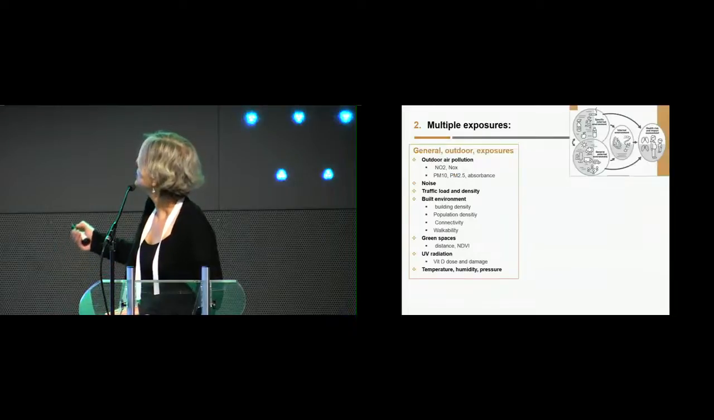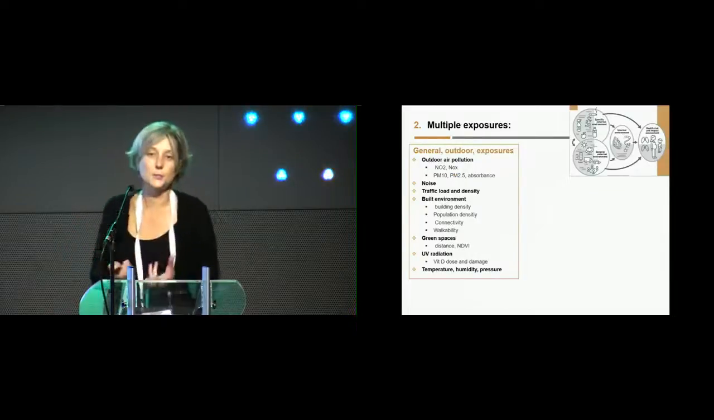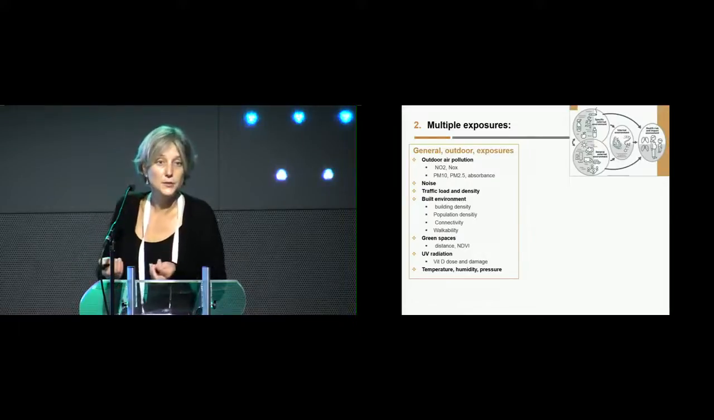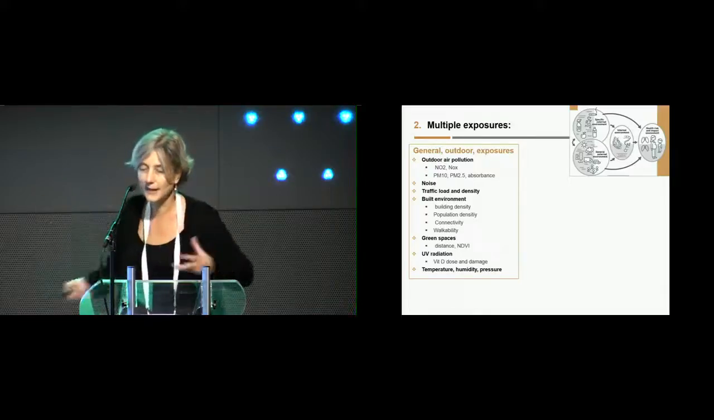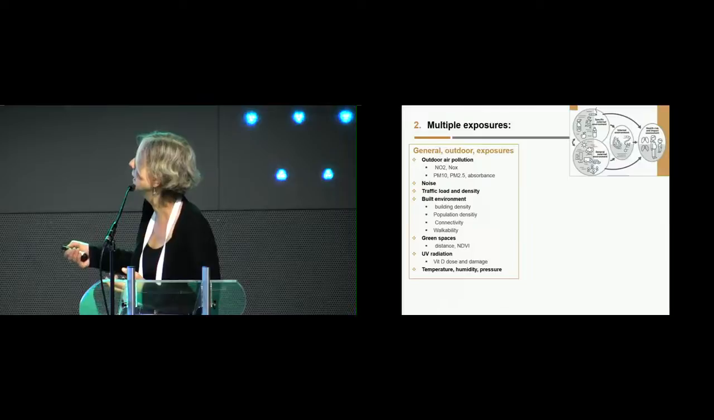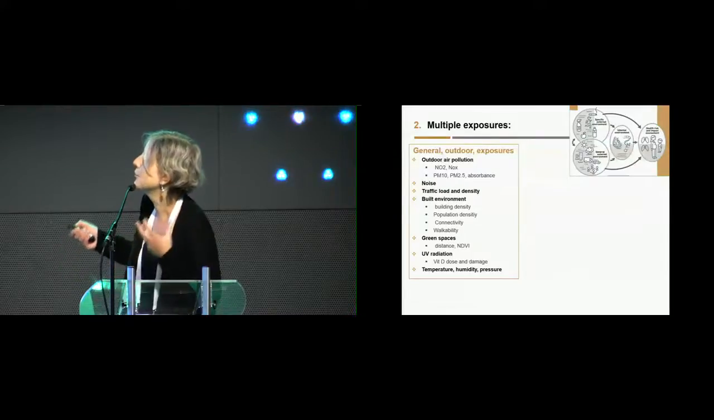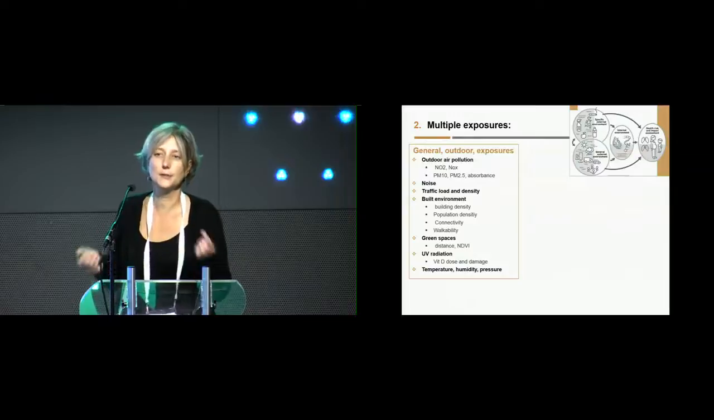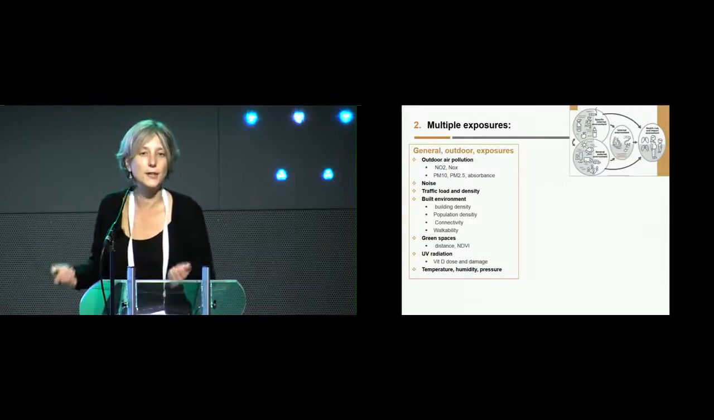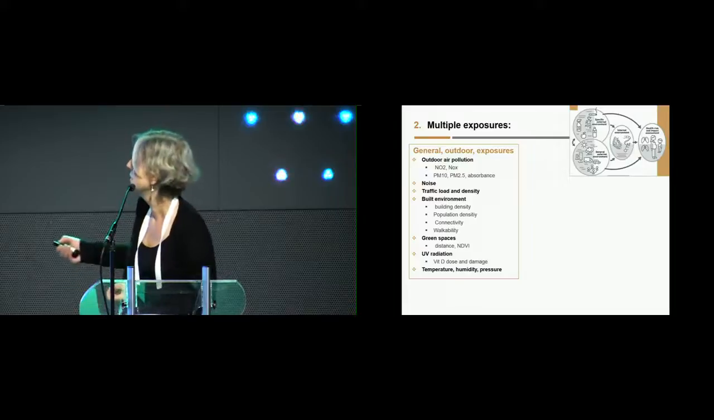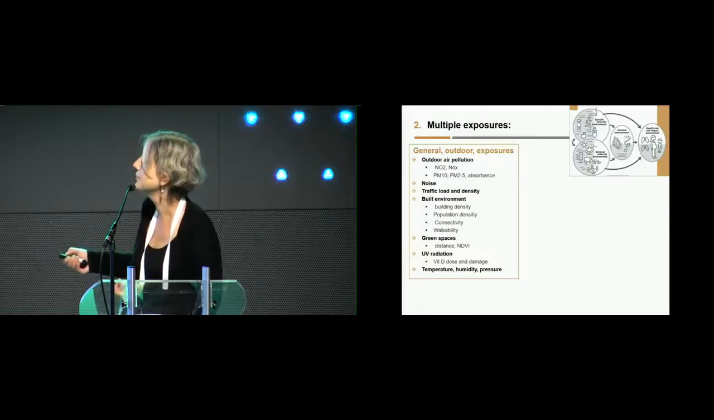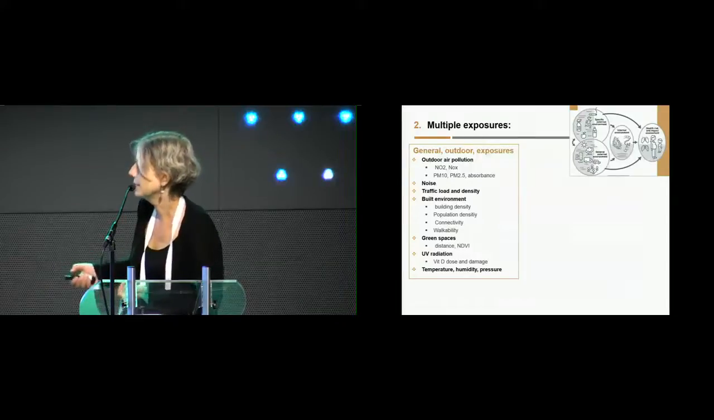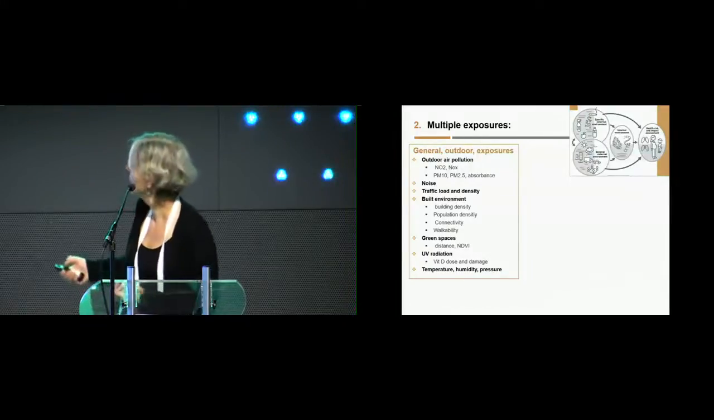In terms of multiple exposures in the general external environment, HELIX is a project on environmental pollutants and environmental contaminants and some other environmental factors. We cannot possibly look at everything in terms of environment, but we have a list of what we call outdoor exposures. We call them outdoor exposures mainly because they're determined by where people live. They're measured mainly through GIS methods, so this is geographical modeling. We have measures on air pollution, noise, traffic load and density, the built environment, green spaces, and some on UV radiation and meteorological variables.